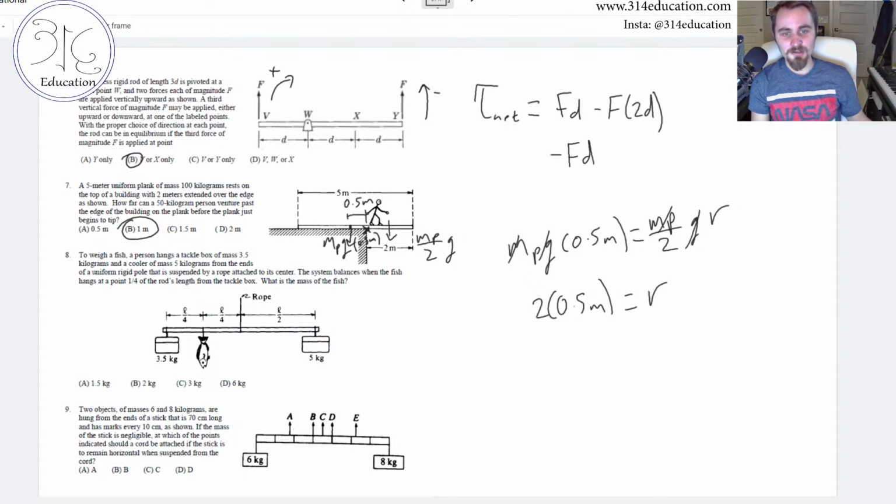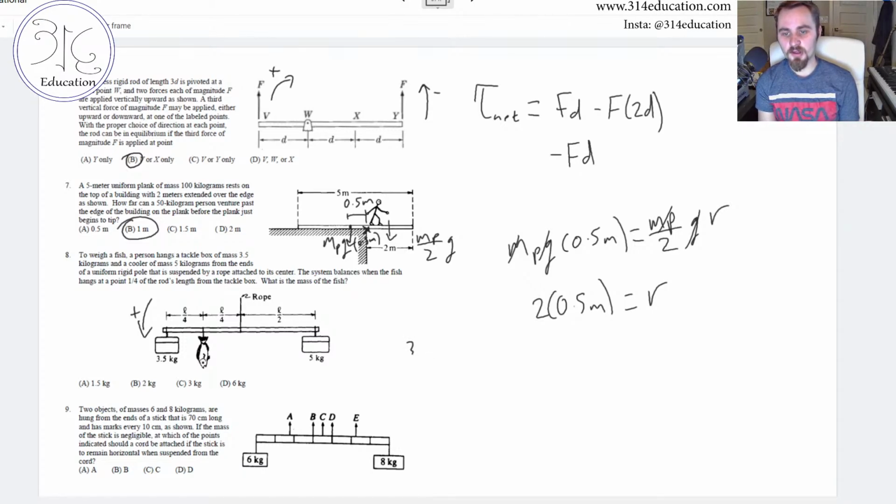And ends at the ends of a uniform rigid pole that is suspended by a rope attached to its center. The system balances when the fish hangs at a point 1/4 of the length from the tackle box. What is the mass of the fish? So let's define, in this case, moving counterclockwise as positive, and so our counterclockwise torques are going to equal our clockwise torques.